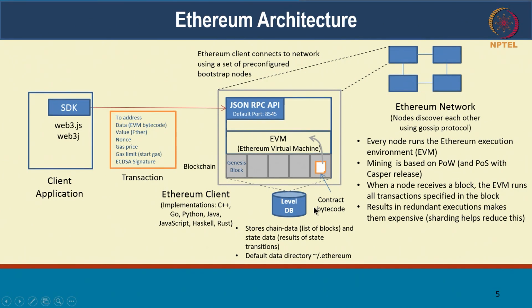So the underlying database that Ethereum uses is LevelDB. It just has a basic key-value store available to smart contracts to store state information. And the contract bytecode is also stored on chain. The list of blocks and the state data, this is similar to Fabric. Both the list of blocks and the state data are stored on the blockchain.